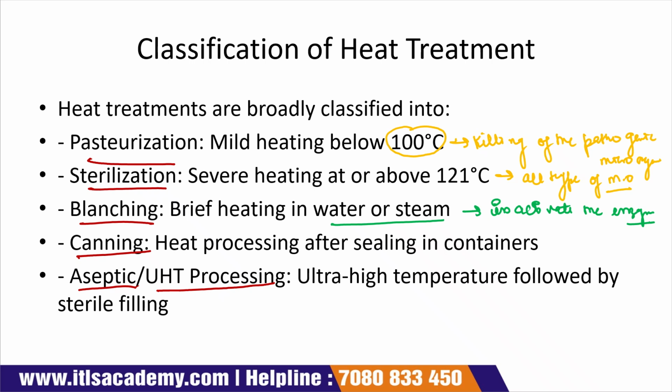Canning is heat processing that we do after sealing the container. We take a container and fill it with fruits or vegetables, applying brine or sugar syrup. Then we seal it, and after sealing we apply the heat process for preservation. In the aseptic UHT process, we use ultra high temperature, which is followed by sterile filling.